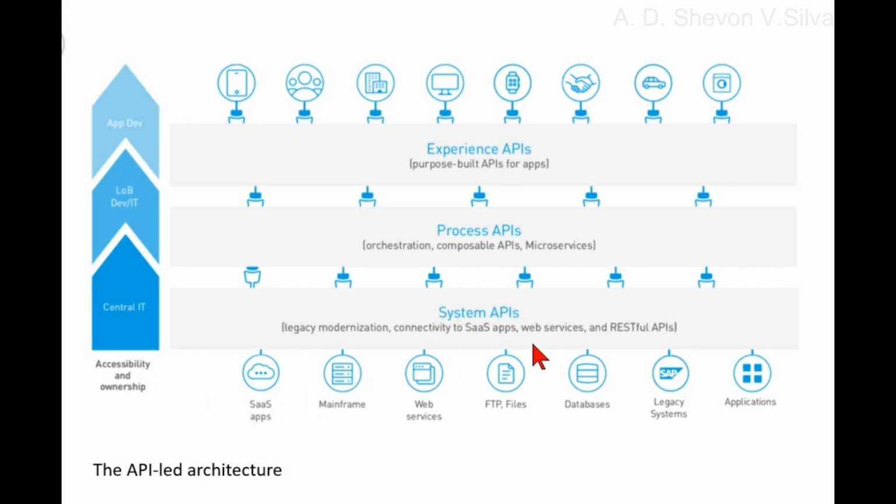Here you can see the Experience API, purpose-built APIs for apps. Experience APIs interact with Process APIs, orchestration, composable APIs, and microservices. Process APIs interact with System APIs, legacy modernization, connectivity to SaaS apps, web services, and RESTful apps. And System APIs interact with SaaS apps, mainframe, web services, FTP files, databases, legacy systems, and applications.